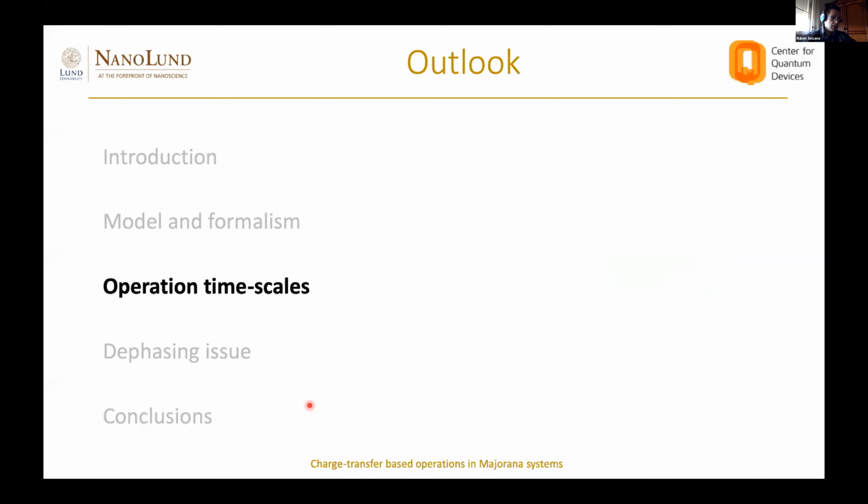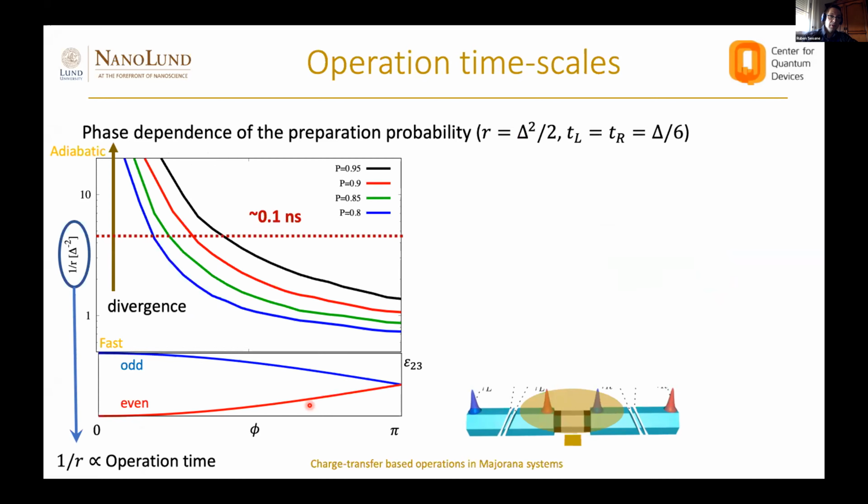So let me start with the results. First, I will focus on the operation time scale, and this is summarized in this slide here. In the main plot, I'm representing the operation time scale, which is determined by 1/r, so it's proportional to this 1/r parameter, where small means fast and high means adiabatic or slow. And I'm representing that as a function of the phase difference, and then, as you see, for different values of P, the probability of parity change.